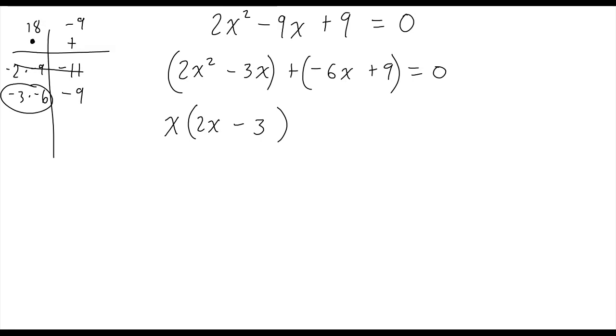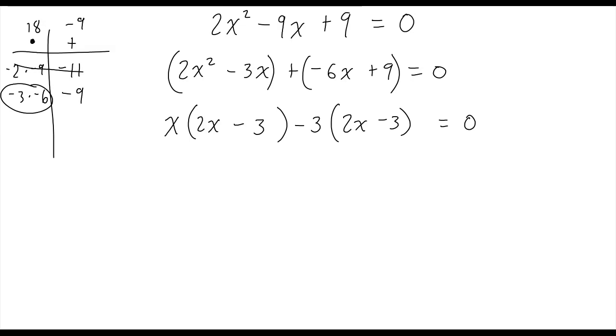Okay, on the right set of parentheses, we have -6x plus 9. Well, since this first term right here is negative, make sure you factor out a minus sign here. And 6 and 9 are both divisible by 3, so I'll factor out a -3. Now, -3 times what would give me -6x? 2x. -3 times what would give me 9? It's -3.